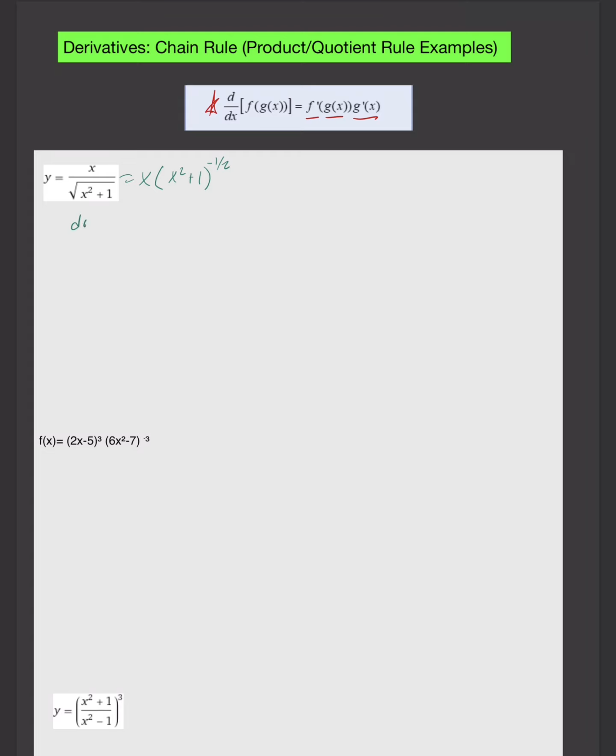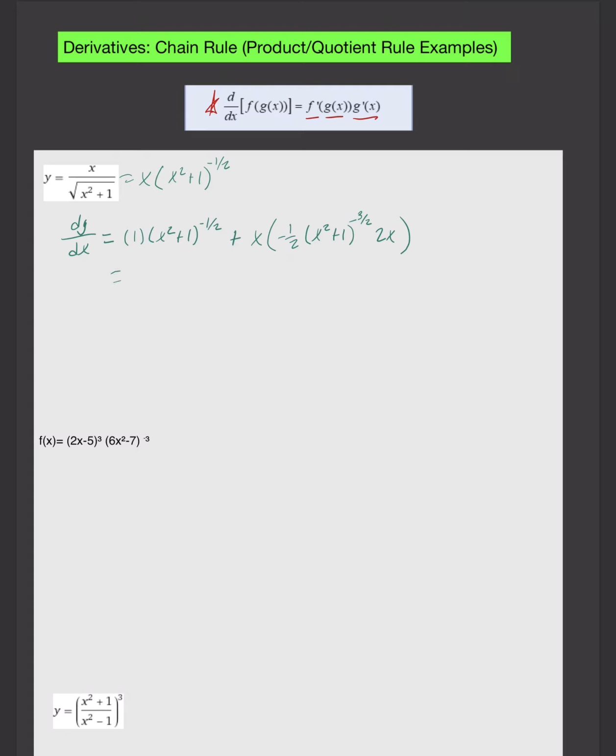Alright, so if we take dy dx for product rule, we take the derivative of the first term, which would be x, and we have our second term, and you add the first term times the derivative of the second term, and this is where our chain rule kicks in. We'll take that negative 1/2 out front of our x squared plus 1. We'll subtract 1. And now we have to multiply by the derivative of the inside, that x squared plus 1, and we'll multiply by 2x.